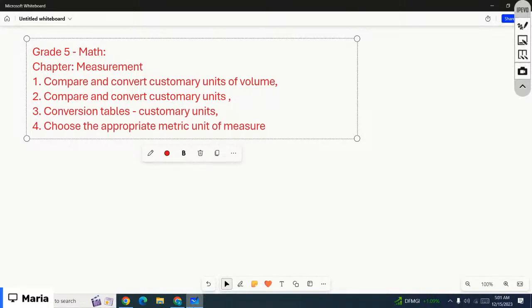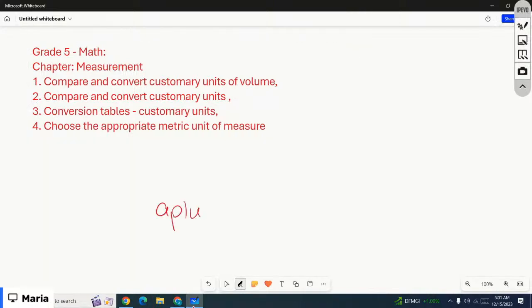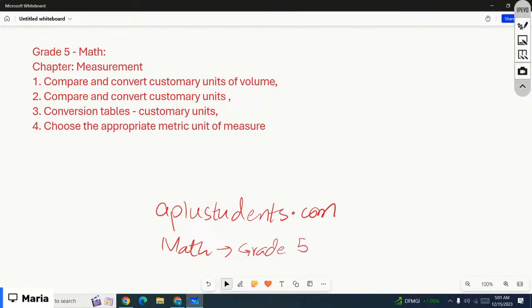You can find all the lessons on ablestudents.com. You have to log in there using your email address and password as provided by the administrator. Then you have to select math from the subject tab, scroll down to grade 5, and then click on view all lessons. There you can find a list of the chapters. We're going to start with the chapter pyramid.